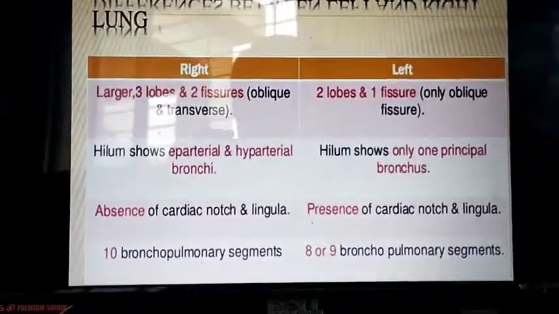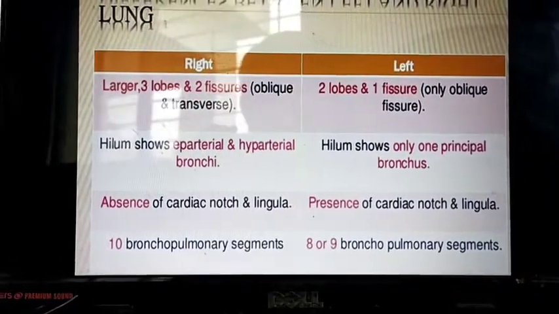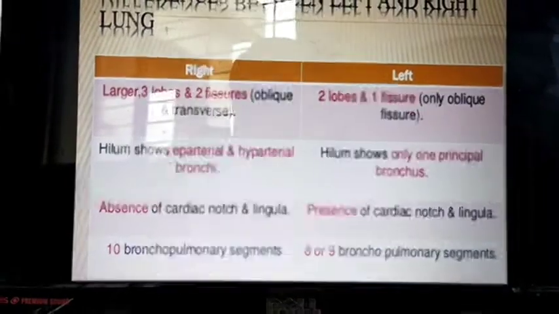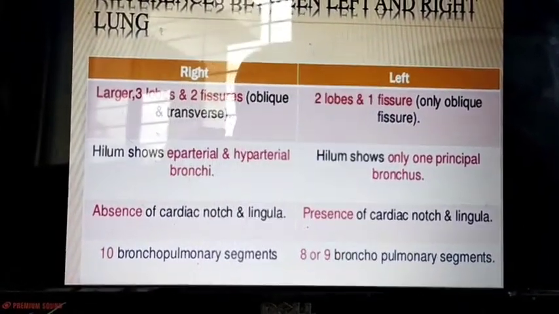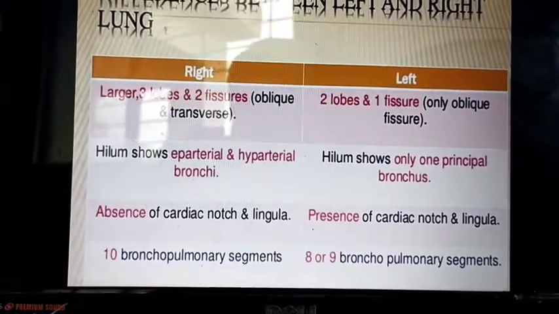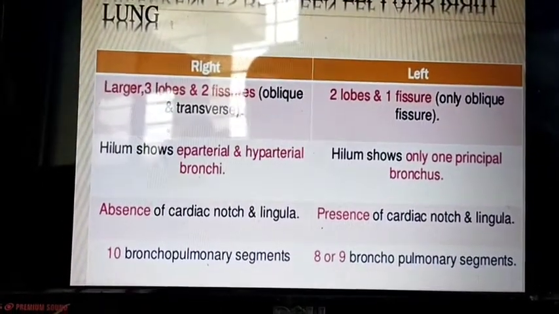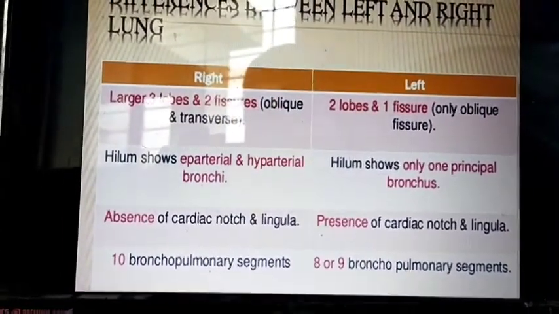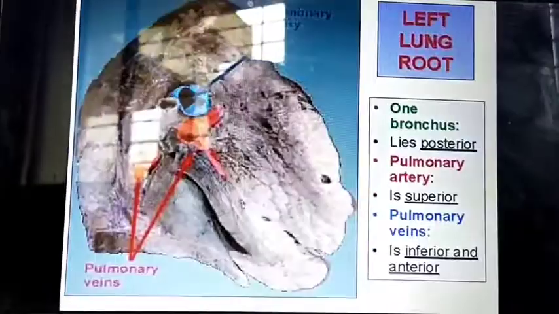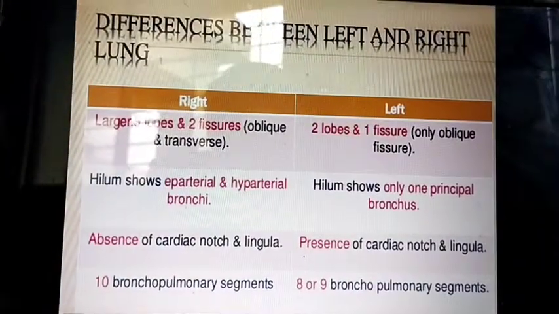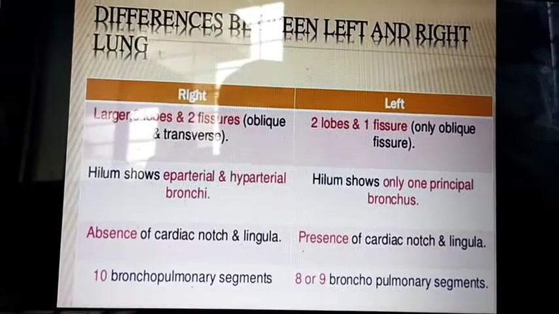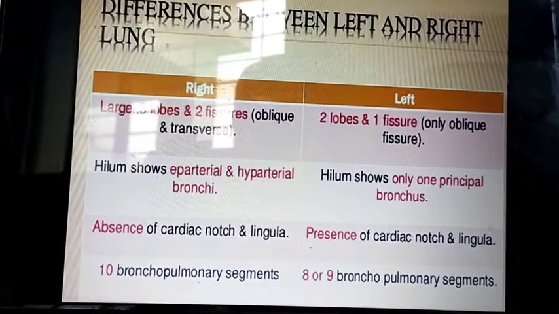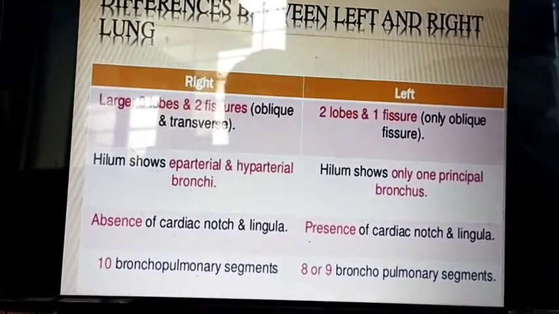Now, what is the difference between the right lung and left lung? The right lung is larger compared to the left lung, and it has 3 lobes and 2 fissures. The left lung is shorter. It has 2 lobes and 1 fissure. Here only the oblique fissure is present, while on the right both oblique and horizontal fissures are there.